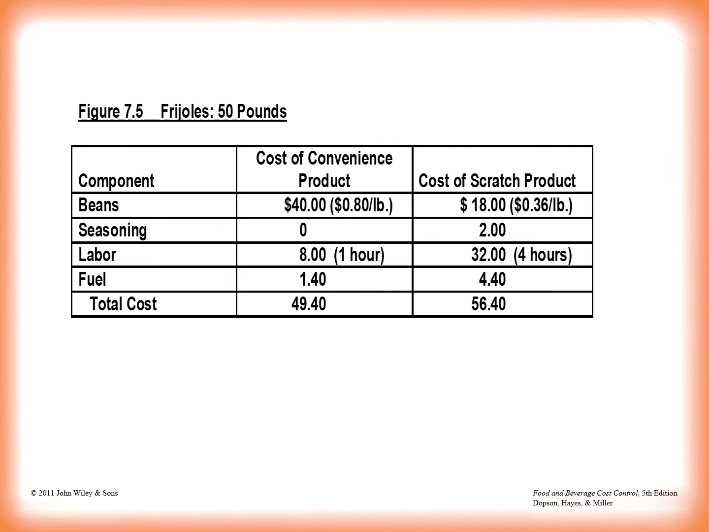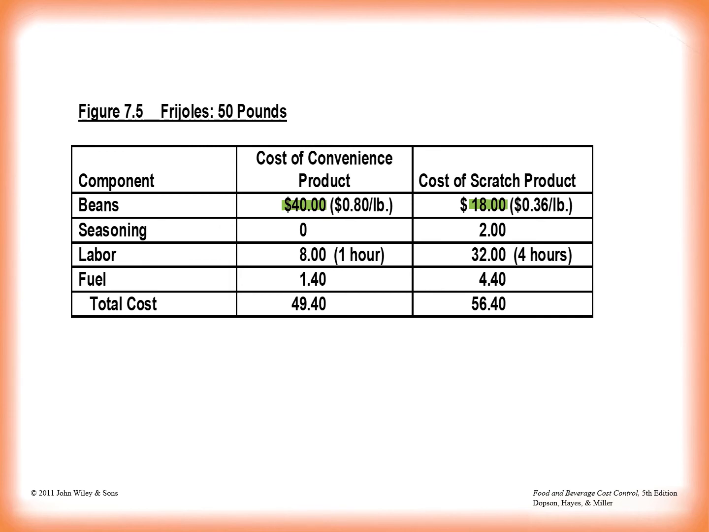So here we have frijoles, refried beans, and I have a choice. I can either make them from scratch or I can buy them. Now, if I buy them pre-made, they're $40. That's pretty expensive versus just buying uncooked beans at $18. So if you look at it at first, it seems like, well, making them from scratch makes more sense.